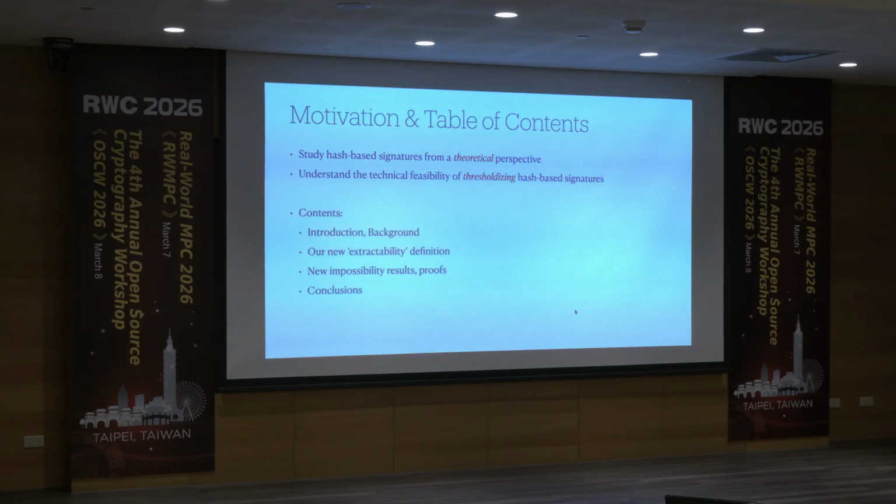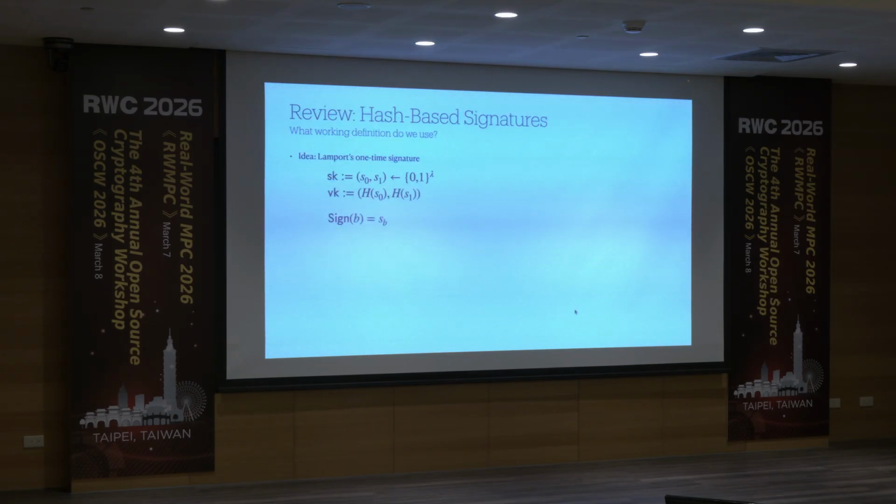Just to give an outline of how I'm going to proceed. First, I'm going to give some introduction and some background. Then I'm going to introduce this new definition of extractability that we have, which allows us to prove many things, including various impossibility results. And then after that, I'm going to talk about what conclusions you have to draw from this, because as the title suggests, they aren't exactly super positive.